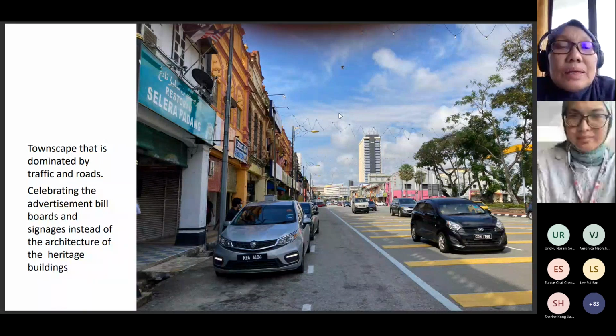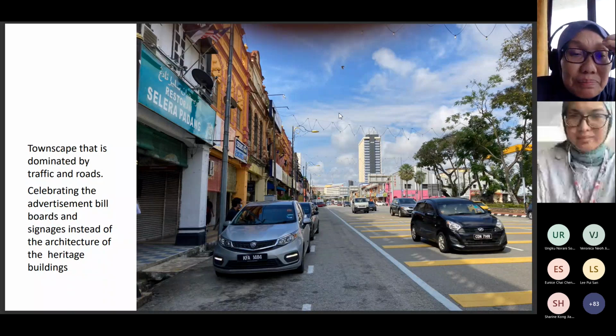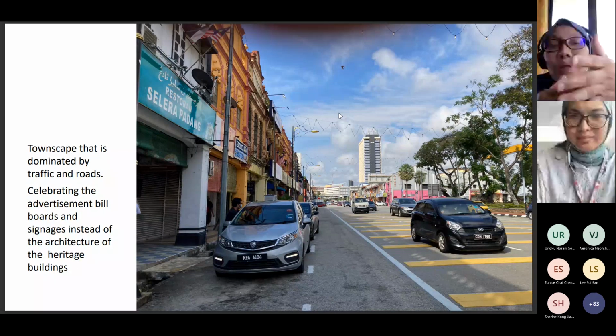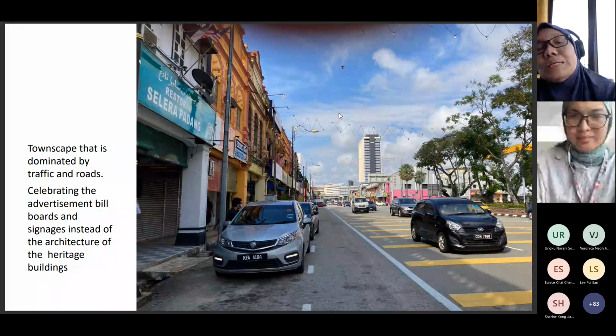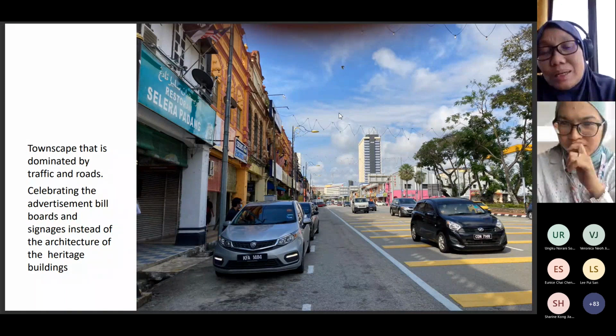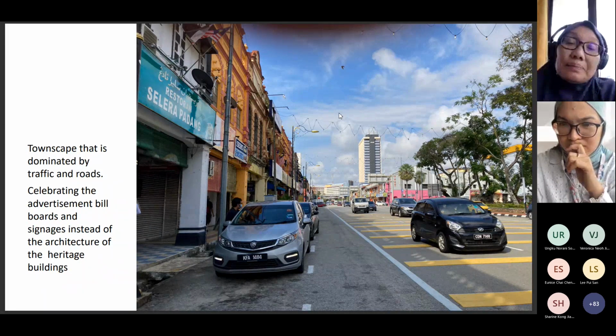Okay, in the end, townscape dominated by traffic and roads. Again, I'm laboring this point so that it really sinks into our brain, the mediocrity that we are facing now in the townscape, celebrating the advertisement billboards and signages instead of the architecture and heritage. So priority is given to roads and cars to move easily, but reducing the quality for pedestrians to enjoy the city. Next.